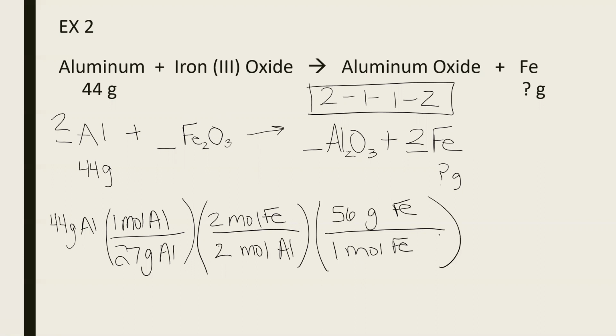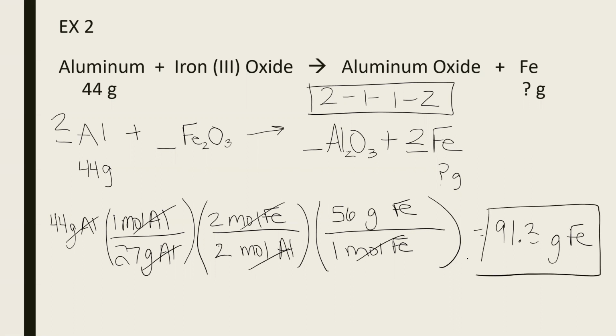And before I even do the math, I always check and make sure my units cancel. Grams of aluminum, moles of aluminum, moles of aluminum, moles of iron, and grams of iron, and that's what I'm supposed to be solving for. So in your calculator, 44 times 1 divided by 27 times 2 divided by 2 times 56 divided by 1, and I got about 91.3 grams of iron. So as long as your number's close, you're good to go. The only way you're going to get the exact same number as me is if you round exactly like I do, which could be possible, but you don't have to round exactly like I do.